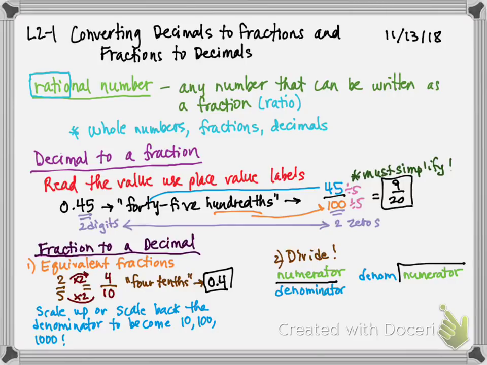Okay? What's great about this strategy is that it always works. So, strategy 1, equivalent fractions, only works if my denominator can go evenly into 10, 100, or 1,000, and so on. I can always divide. Okay? So, let's go ahead and practice.